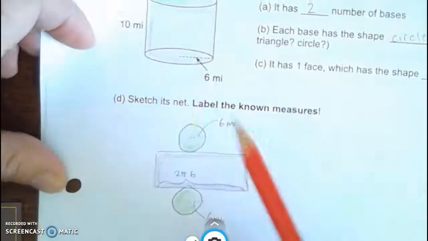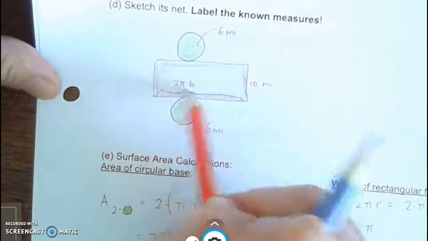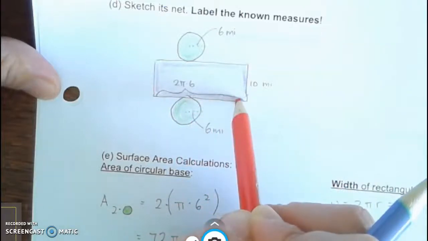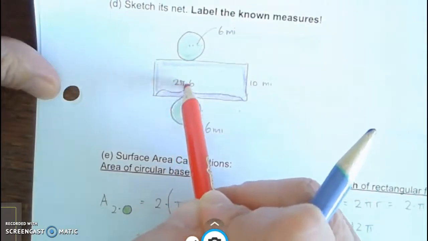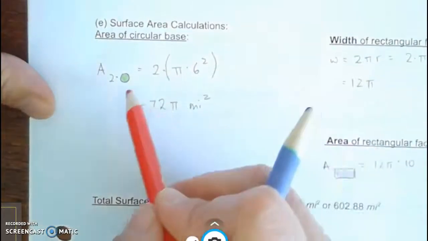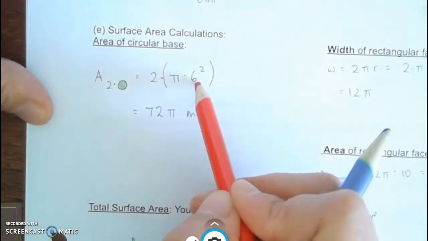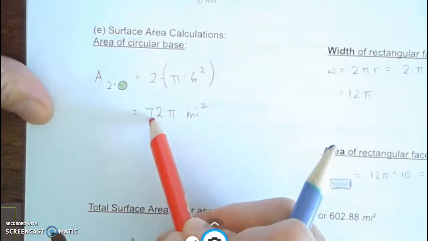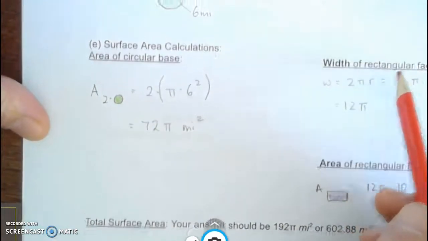That's what we're told. What about this length? This length is what we calculate, because we know that this rectangle wraps right around the circumference of the circle here. This is going to be the same as the circumference of this circle, which is 2 times pi times r, so 2 pi r, which is 12 pi. So the surface area of the 2 circles is going to be pi r squared for one circle, and there are 2 of them, so you multiply that by 2, and that leaves us with 72 pi miles squared.